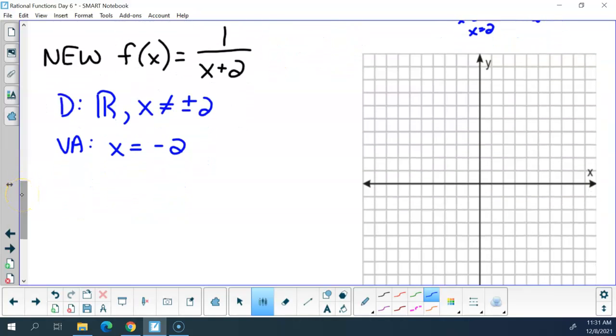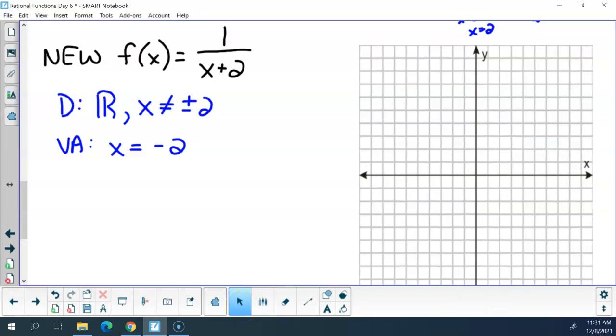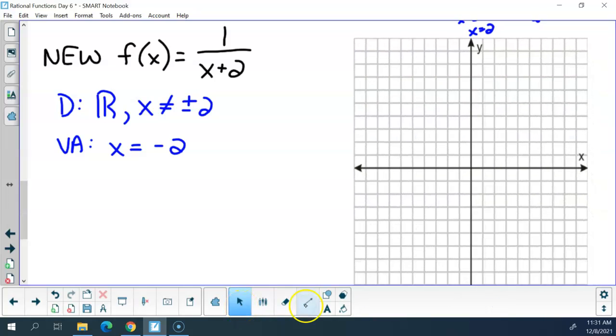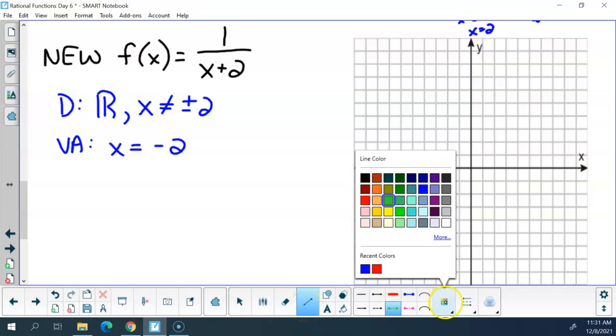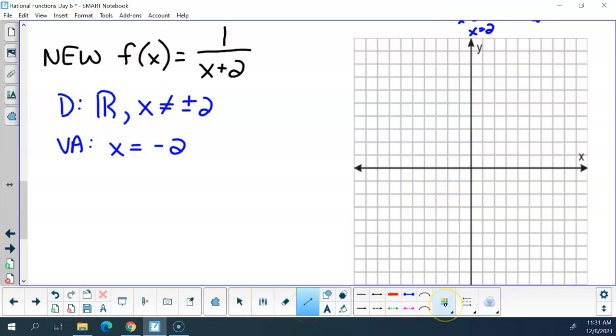Because now we're just using that function. So why is it not plus? Because x plus 2 has to equal 0, so x equals negative 2. Okay, so that vertical asymptote is at negative 2.